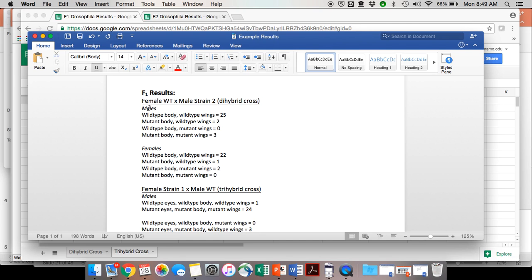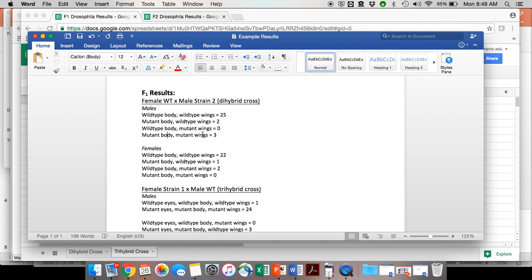You can see I've broken down my counts by males and females. For example, for the males that I counted, I had 25 flies that were wild type for both body color and wing size. I had 2 flies that were mutant for body color and wild type for wing size, 0 flies that were wild type for body and mutant for wing size, and 3 flies that were mutant for body and mutant for wing size.